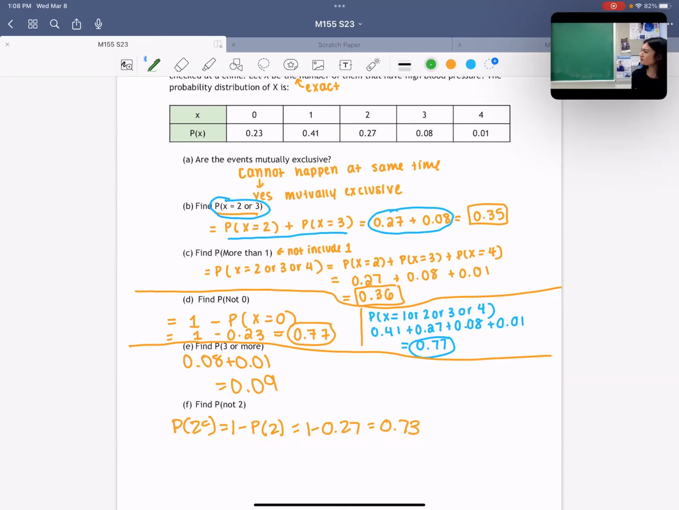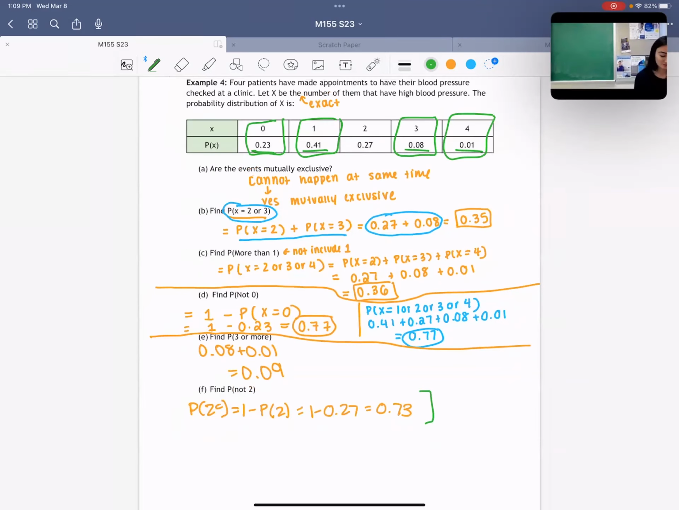Okay. Just saying there's another way to do part F, right? So I know that everything that's not 2 is 0, 1, 3, and 4. So another way you could have gone about part F is adding 0.23, 0.41, 0.08, and 0.01. You'd still get 0.73. It's just an alternate way to do this. I do think the way that Claudia did her answer is probably the easiest method. So nice job there. Any questions on part E or F?